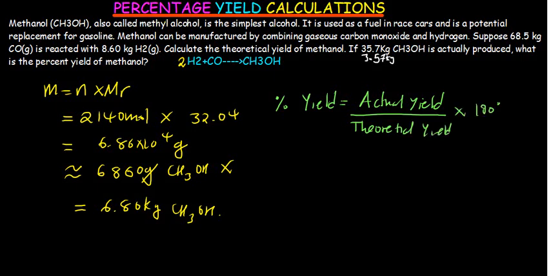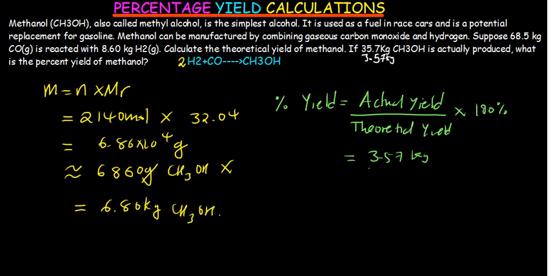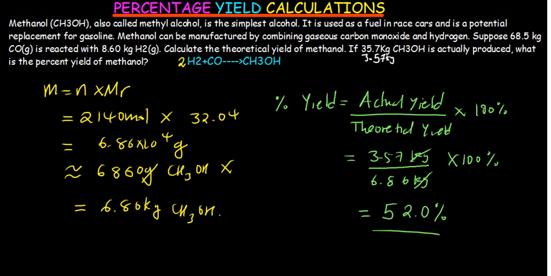Remember, this is a percentage. The actual yield you've been given as 3.57. We need to make sure that the units are the same. This is in kg, and the theoretical is the one that you calculate from the balanced chemical reaction. It is 6.86 kg, multiplied by 100. Because it's a percentage, the kg and the kg cancel out, and we find 52.0%. So this is the percentage yield in this one.